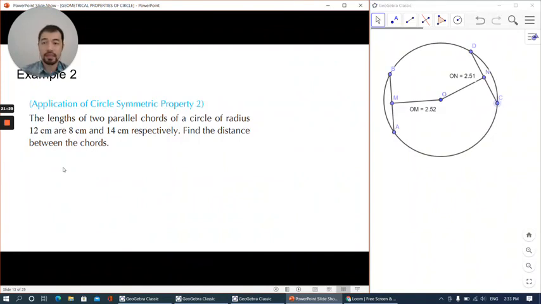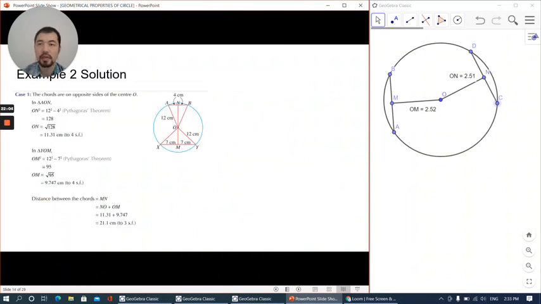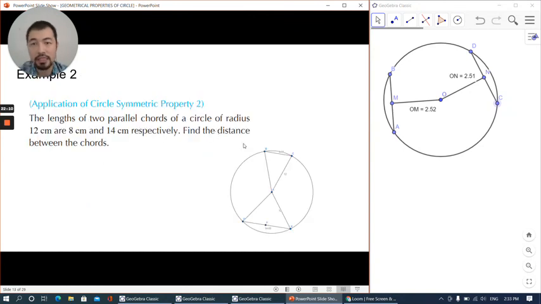Next example. The lengths of 2 parallel chords of a circle of radius 12 are 8 centimeters and 14 centimeters respectively. Find the distance between the chords. So I give you some sketch here of what it might look like. These two lines are parallel, and this one is 8 centimeters, and the other chord is 14 centimeters in length, with the radius 12 centimeters. How do we solve this problem? We want to find the distance between the two chords.